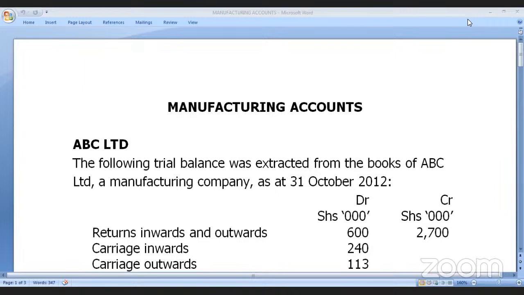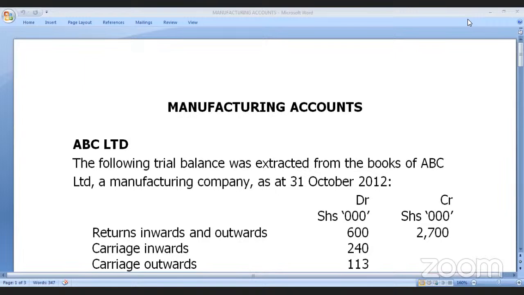Actually, manufacturing accounts are an extension of the trading account. These accounts are always prepared for the following purposes. First of all, a manufacturing account is prepared to find the cost of the goods that are manufactured. Then also the other purpose is to calculate the amount of any profit on the manufacturing process.